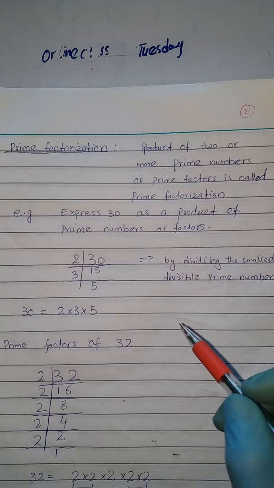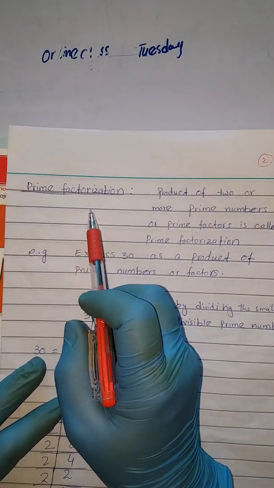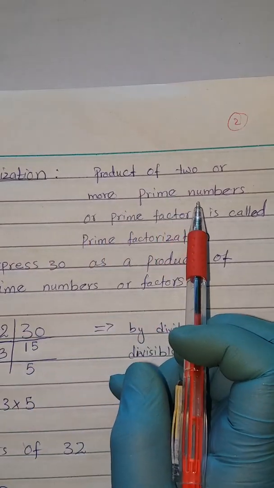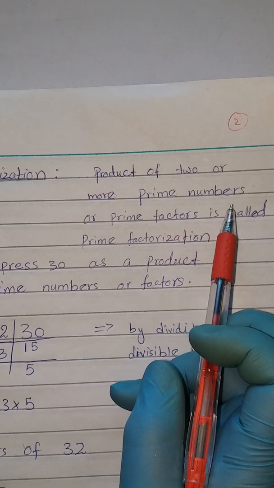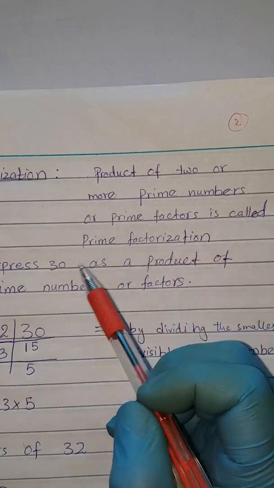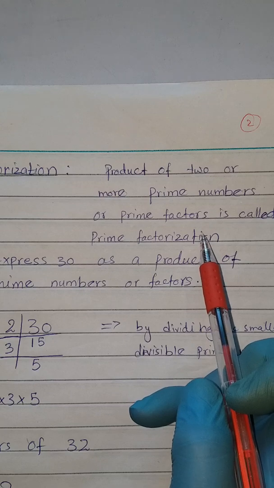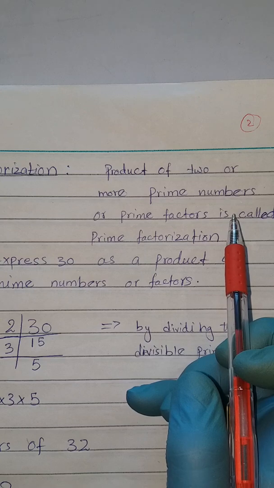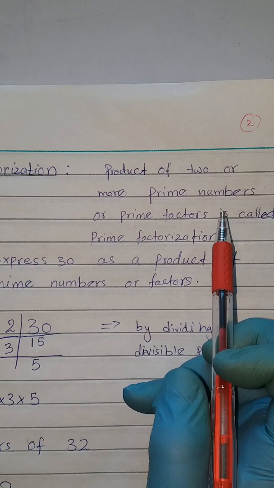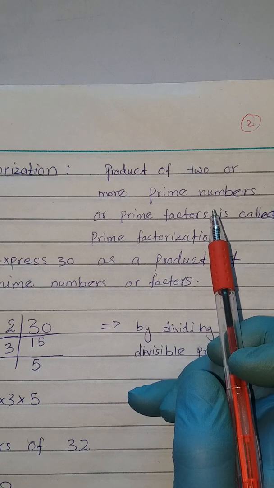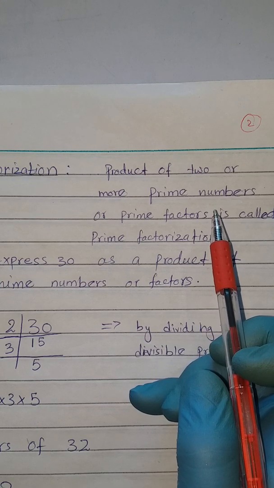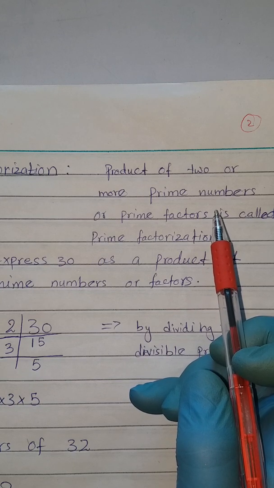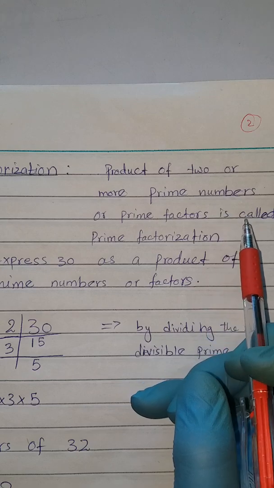Now we will see prime factorization. What is prime factorization? Grade 5, prime factorization. The product of two or more prime numbers or prime factors is called prime factorization. As I already told you, कौन से prime numbers होते हैं? Those that have only two factors, for example 2, 3, 5, 7. These are the prime numbers. So the product of the prime numbers is called prime factorization.